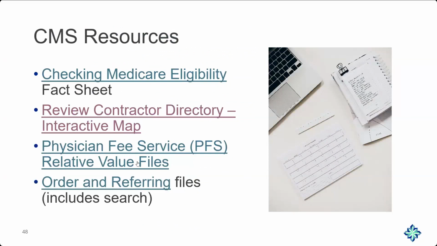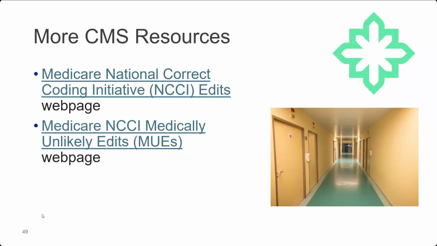We have the relative value files out on CMS's website. There's a status code column that tells you whether that code is active or not. It tells you whether it's bundled. There's ordering and referring files on the CMS website, a compilation of all the providers who can order and refer Medicare services. It also has all of those providers' NPI, and it is searchable.